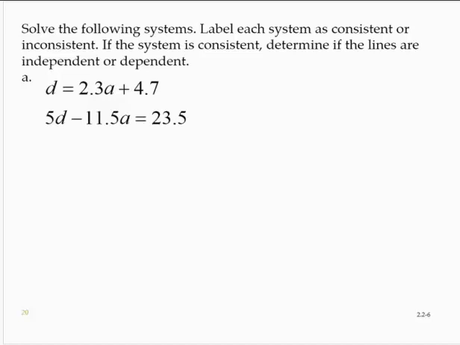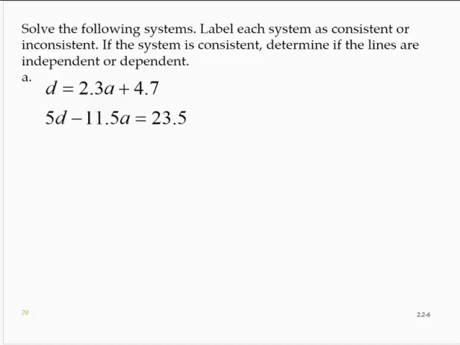Solve the following systems. Label each system as consistent or inconsistent. If the system is consistent, determine if the lines are independent or dependent. We're given the system d = 2.3a + 4.7 and 5d - 11.5a = 23.5.